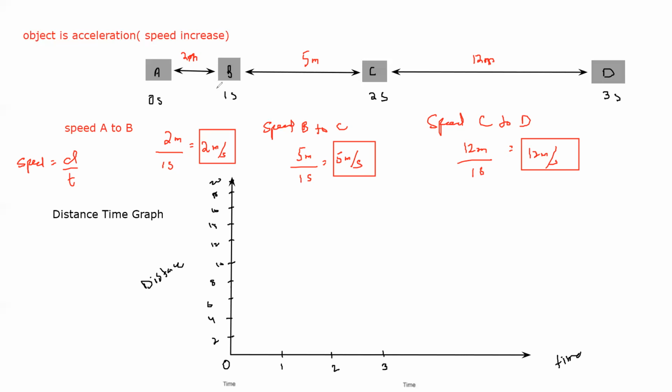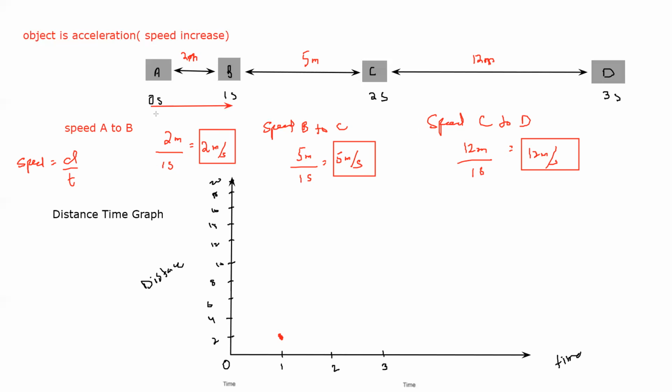Now, after 1 second, what is the total distance traveled by this object? After 1 second, this object covered 2 meters. So when time is equal to 1, the object is at the 2 meter mark. So I will mark that position, which represents that the object covered 2 meters after 1 second.